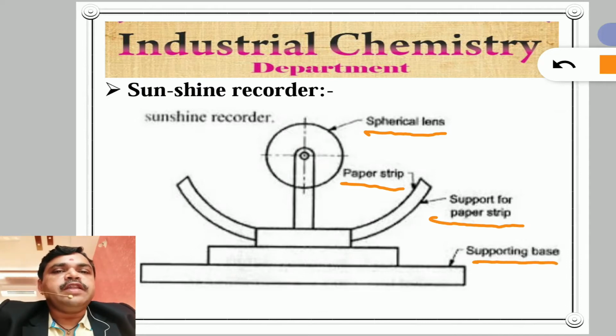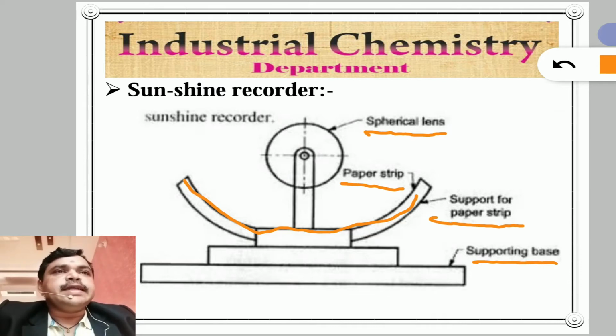Now we see the construction of the sunshine recorder. The sun rays are focused by a glass sphere to a point on a card held in a groove in a spherical bowl. Here is the spherical bowl where the card is mounted.